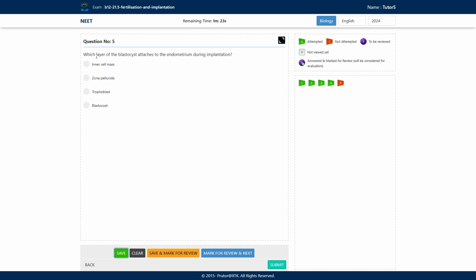Next question: which layer of the blastocyst attaches to the endometrium during implantation? The blastocyst will attach to the endometrium, which is the innermost wall of the uterus. So which layer of the blastocyst attaches to the endometrium during implantation? What are the options? Inner cell mass, zona pellucida, trophoblast, or the blastocoel?